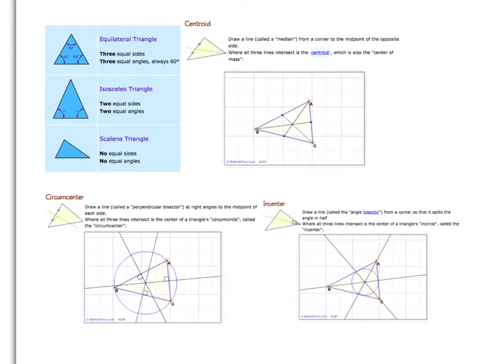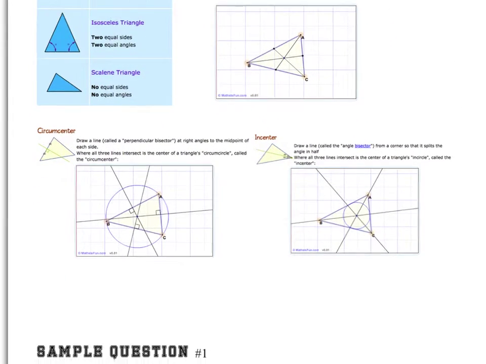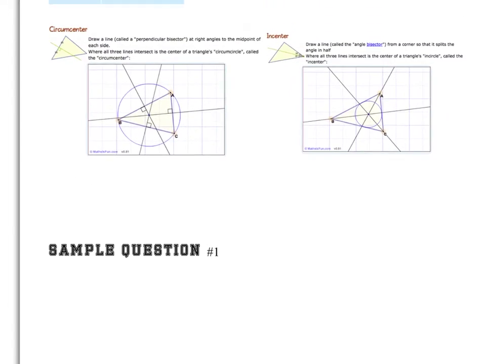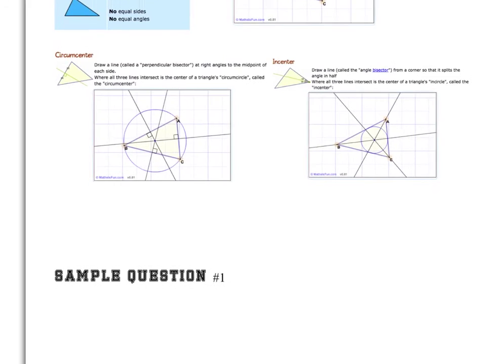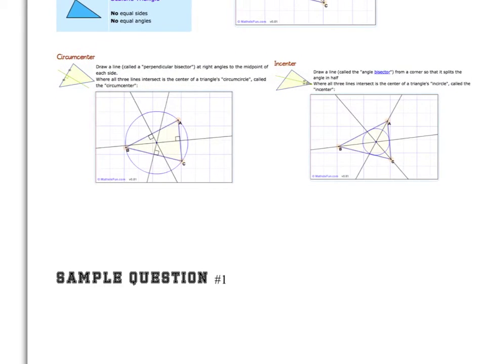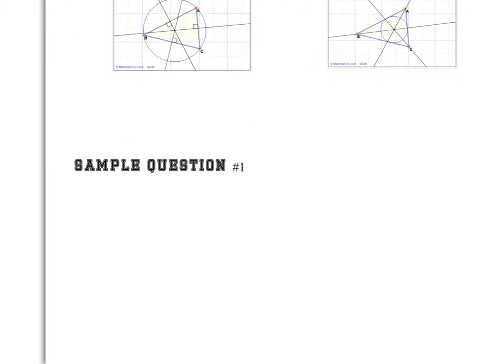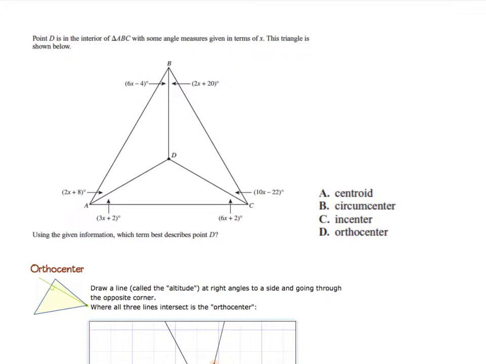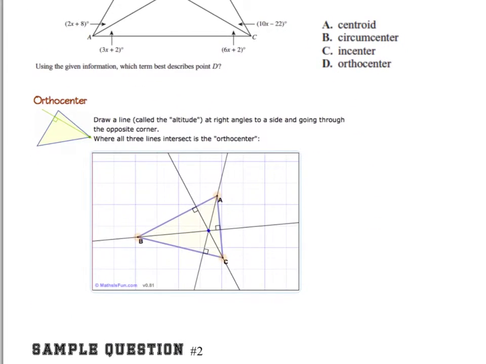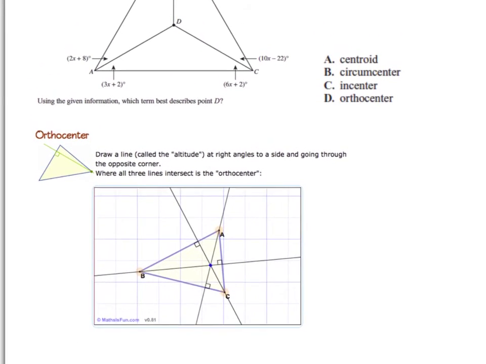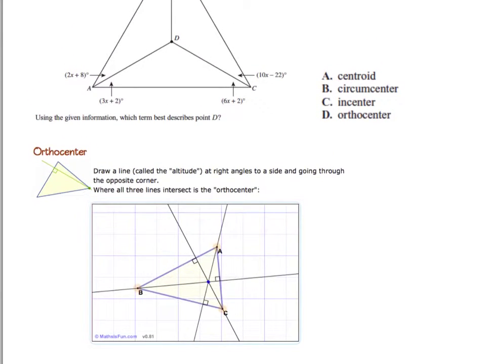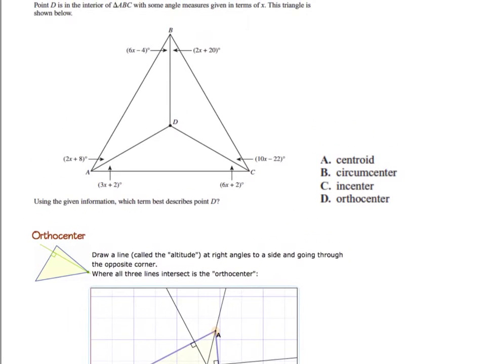So I just want you to remember those, and I'm wondering if I left off the orthocenter. Let's see. Okay, I thought I had maybe left off the orthocenter, but here it is at the bottom. It just got misplaced. So here's the orthocenter. That's made up of the altitudes, and so those are your four centers.